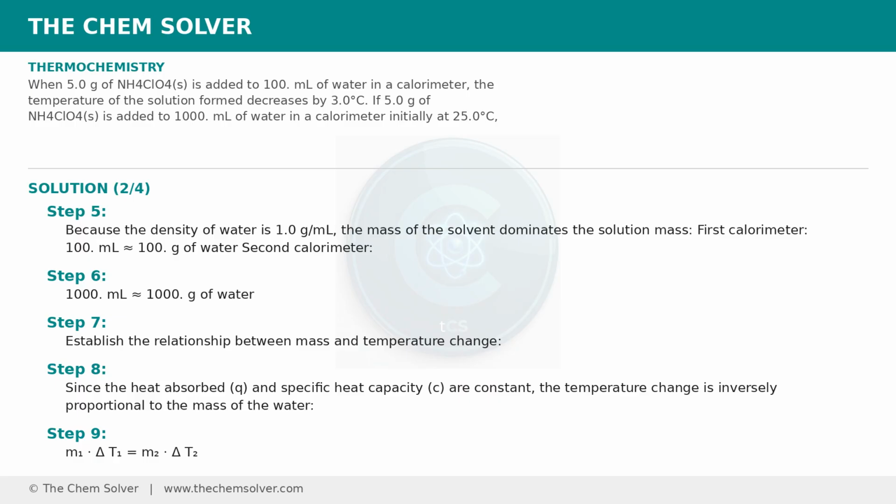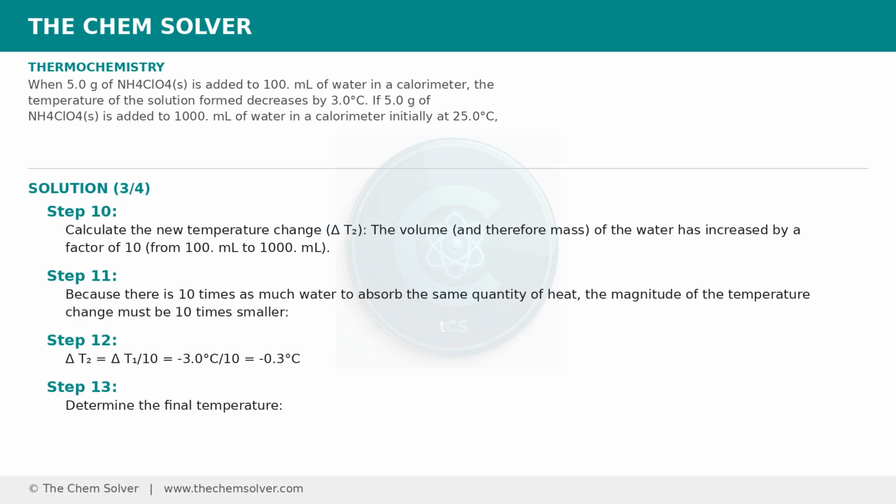Because the density of water is 1.0 grams/ml, the mass of the solvent dominates the solution mass. First calorimeter, 100 ml, approximately 100 g of water. Second calorimeter, 1000 ml, approximately 1000 g of water. Establish the relationship between mass and temperature change. Since the heat absorbed, Q, and specific heat capacity, C, are constant, the temperature change is inversely proportional to the mass of the water. M1 times delta T1 equals M2 times delta T2.